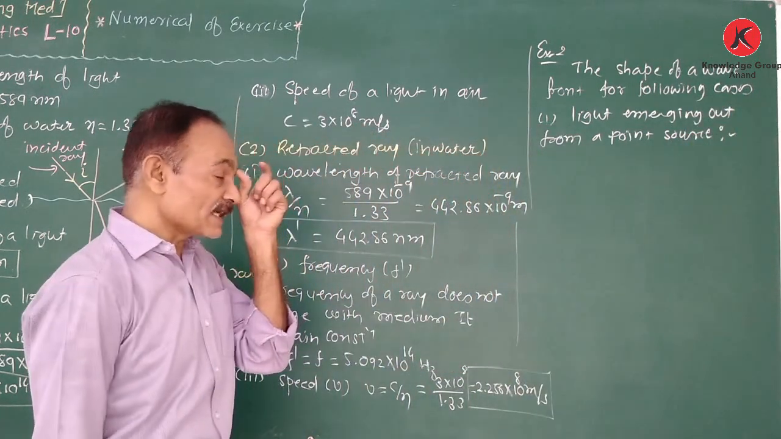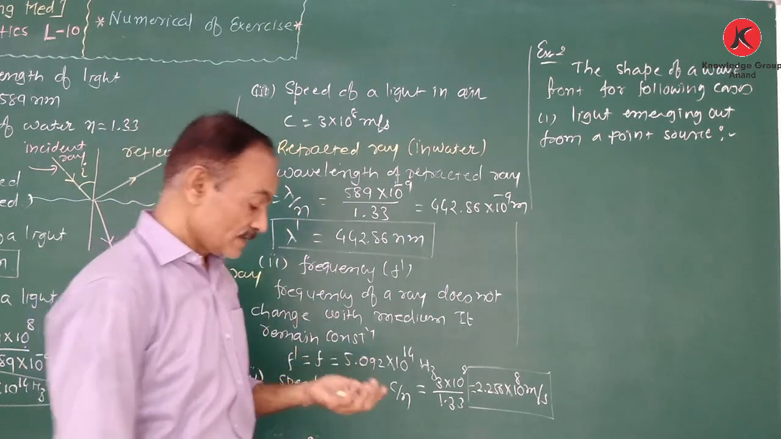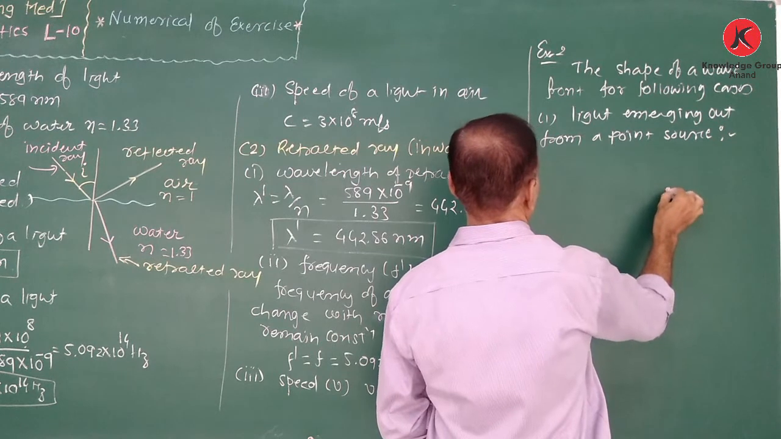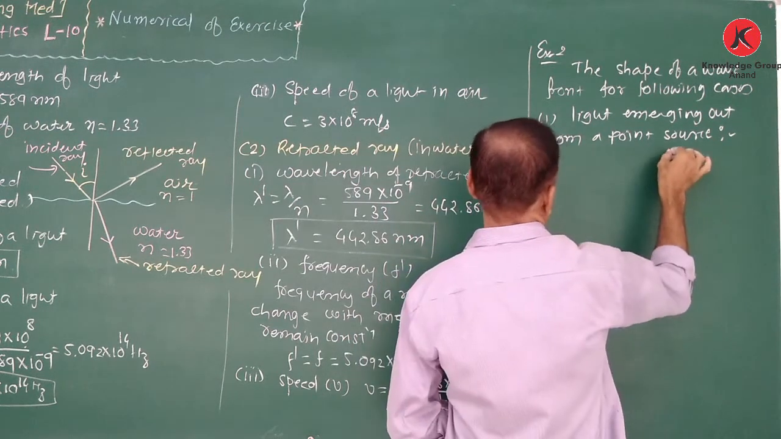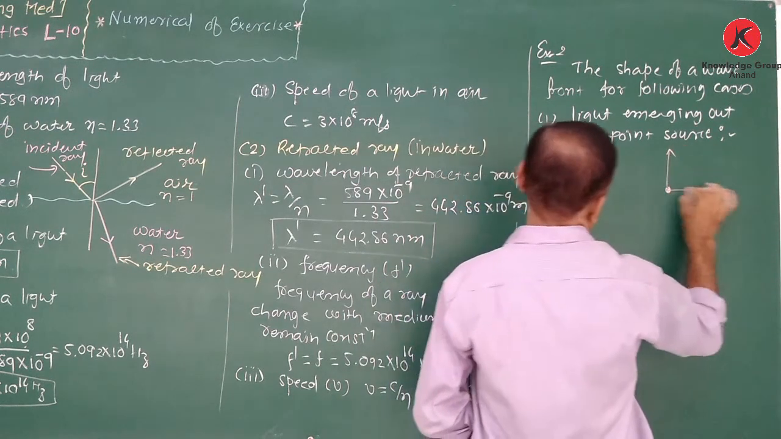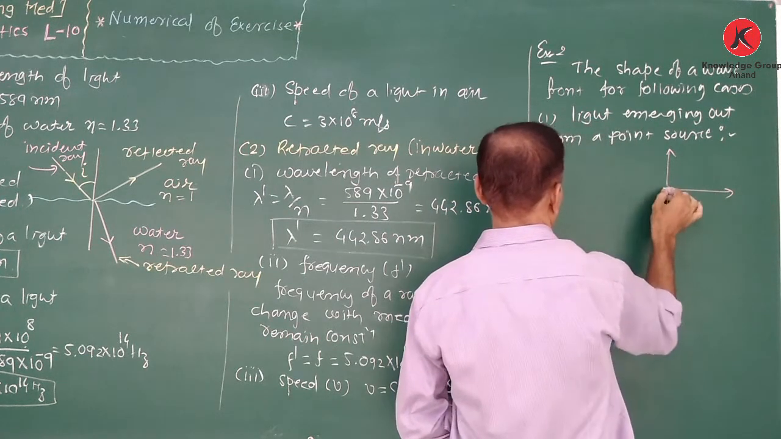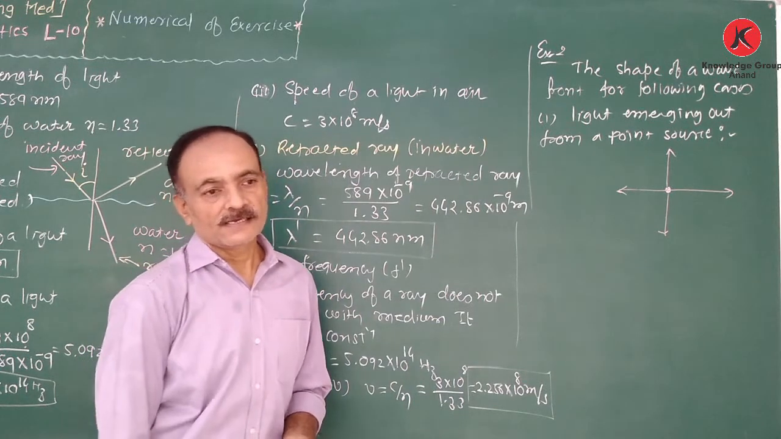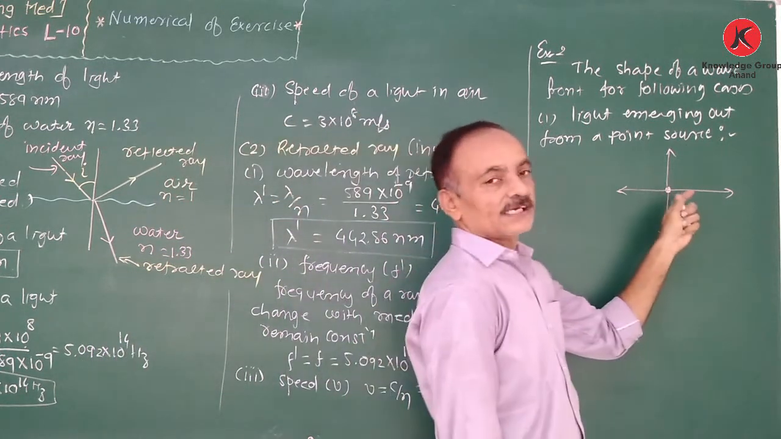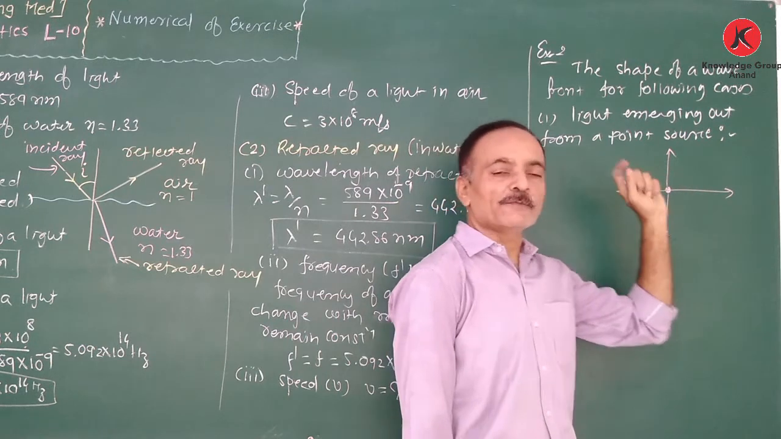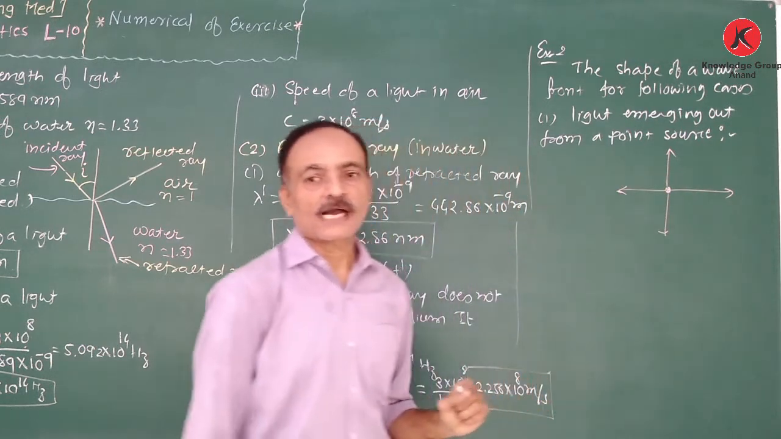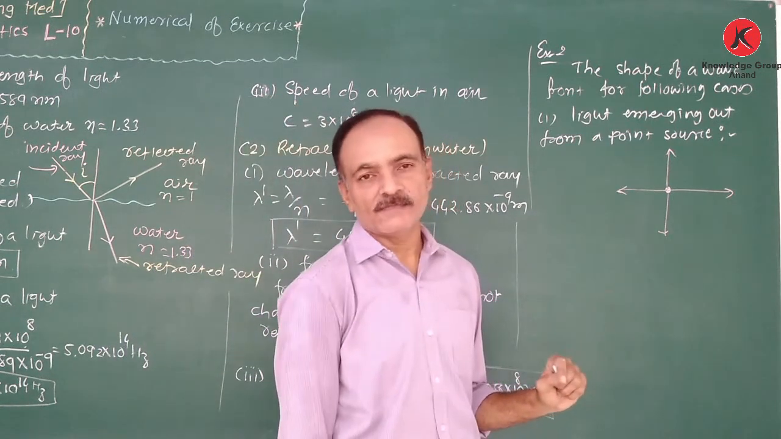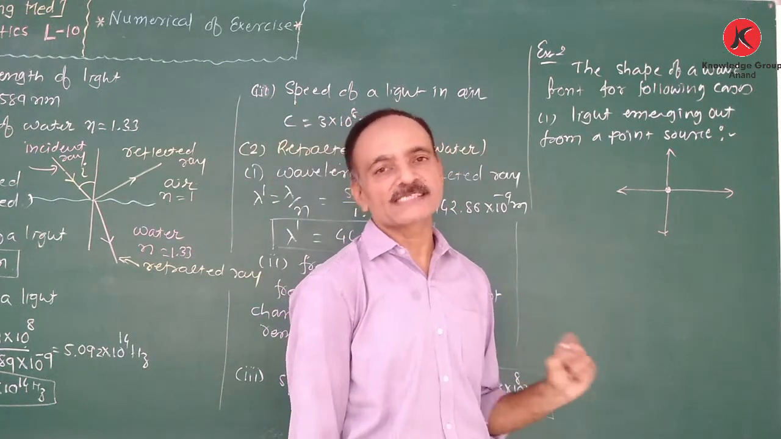If the light emerges out from a point source, what happens? We draw the diagram this way. Light emerges out from the point-like source, so in all directions the light is propagating with the same speed. Therefore, the wavefronts emerging out from the point-like source, propagating in three-dimensional, homogeneous and isotropic medium, are spherical in shape.